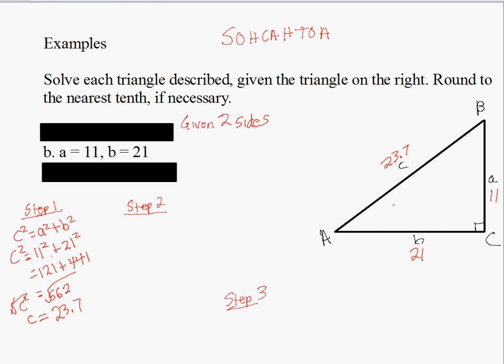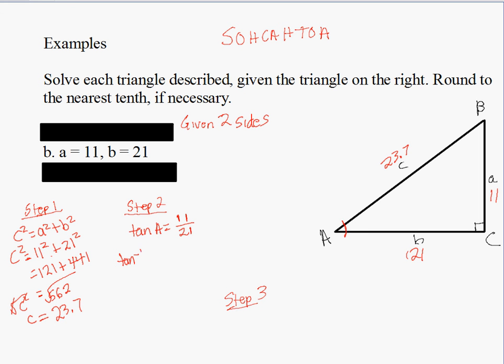Doesn't matter which one you pick. You can choose A or B. I'll choose A. So I know the opposite and adjacent from A, I'm just choosing A. Opposite over adjacent, that's tangent. So I'm going to use tangent A equals the opposite over the adjacent. So 11 over 21.